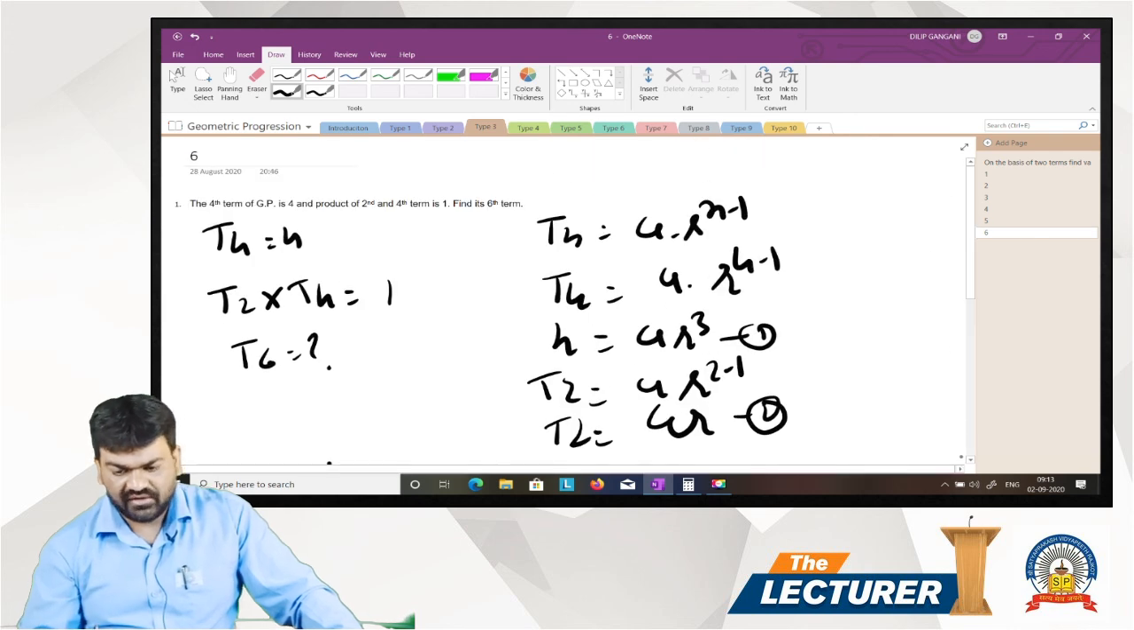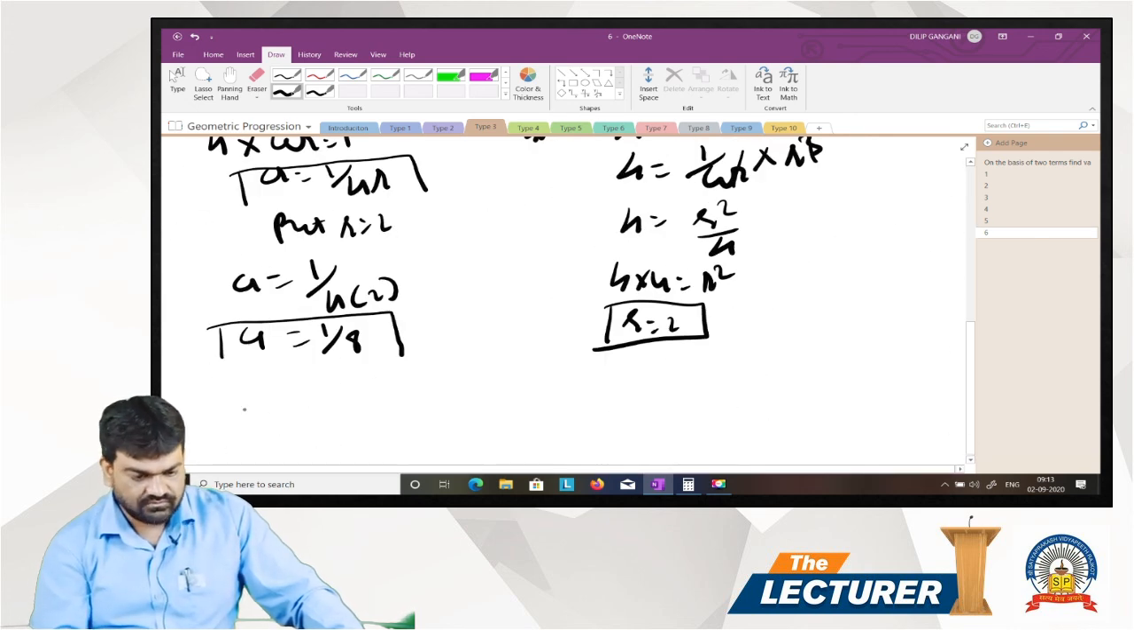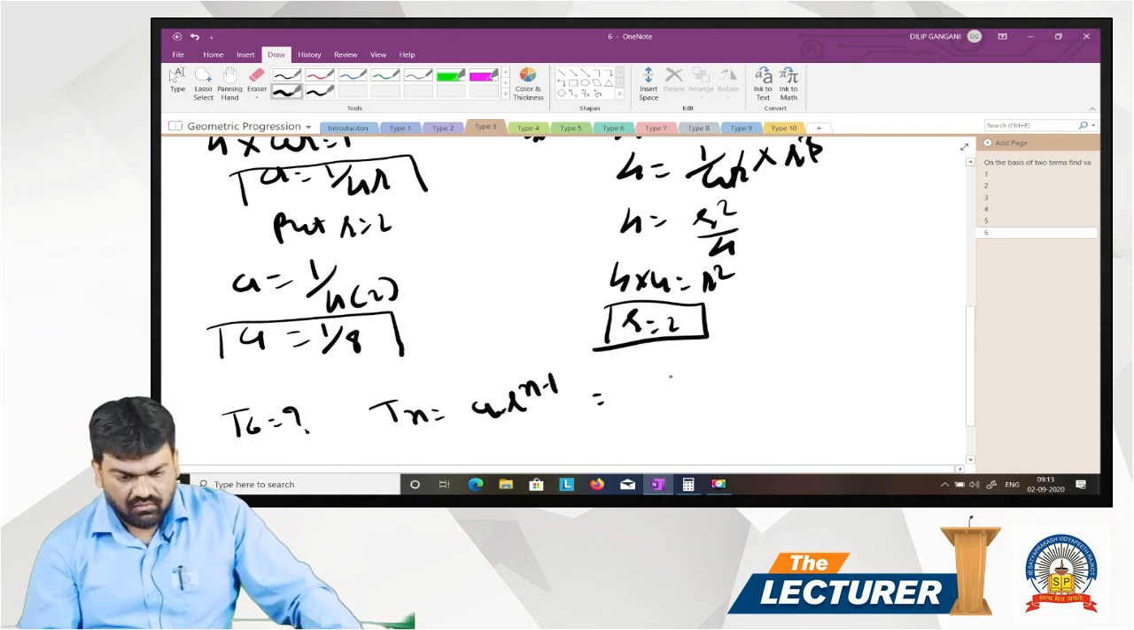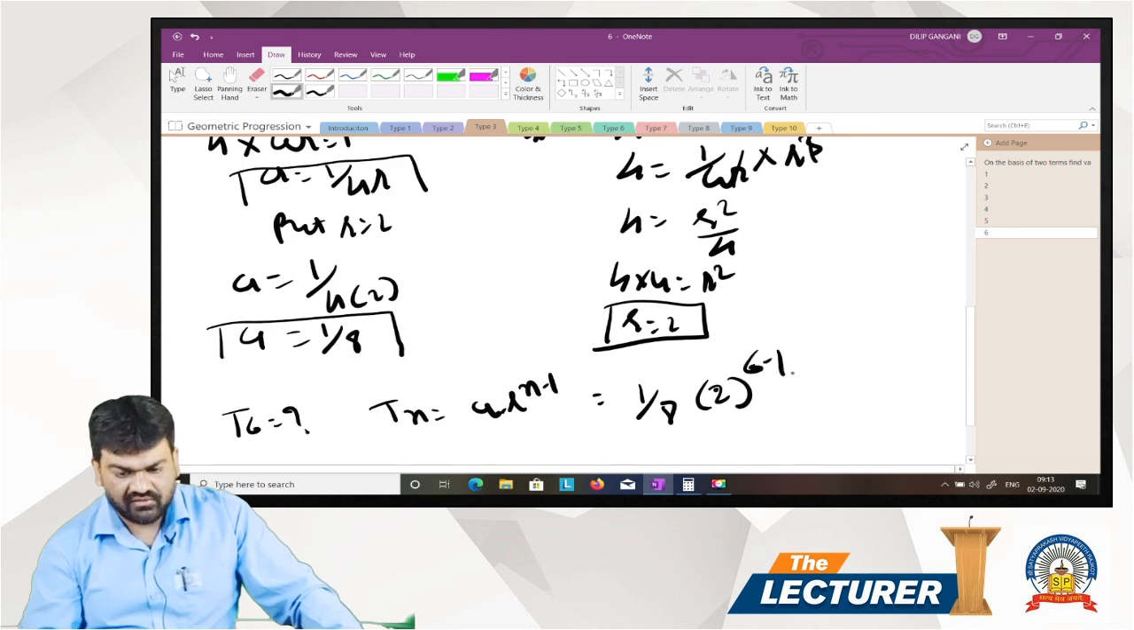We have to find out its sixth term, T6. Tn is A R raised to n minus 1, 1 by 8, R is equal to 2 raised to 6 minus 1.